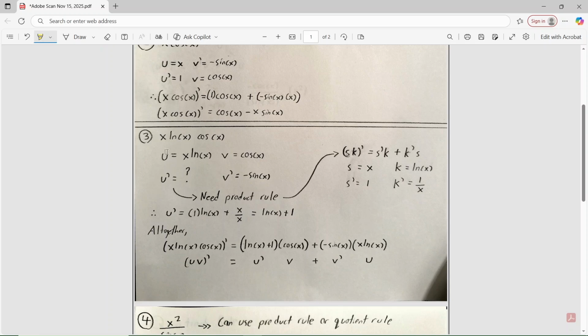We now have u, v, u prime, and v prime. Combining that in the product rule again, we have altogether the derivative of x ln x cos x is u prime times v plus v prime times u with their respective functions listed above.